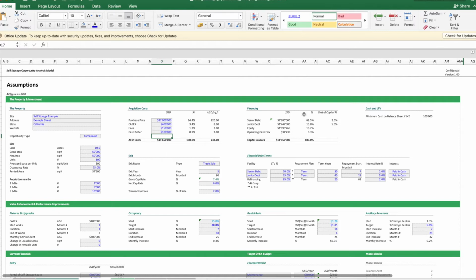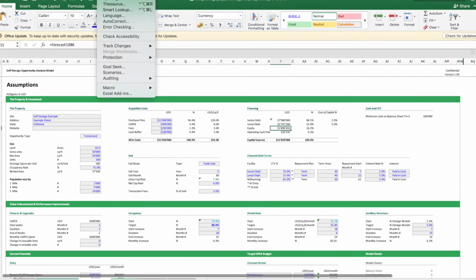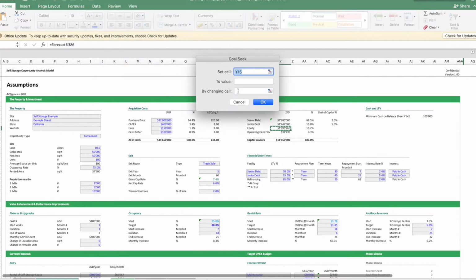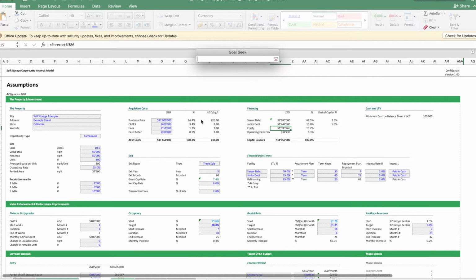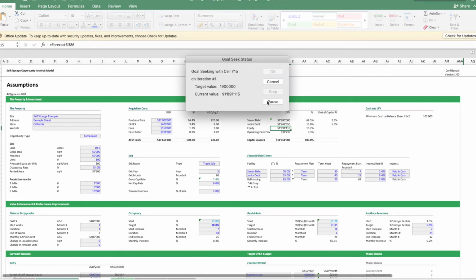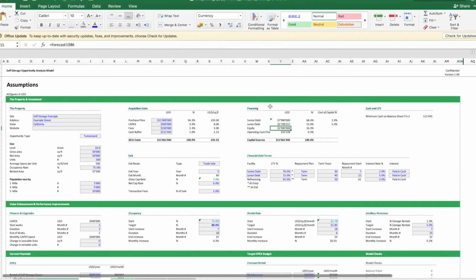This will change, or what we can also do, if we want to round this, is go to goal seek and say, okay, let's take a rounded number, and we just correct the difference via the cash buffer. So let's work with a rounded number here. So that's equity of 1.9 million to be inserted.